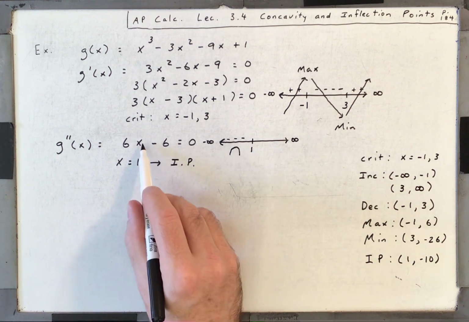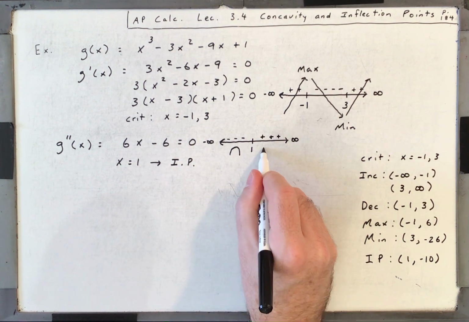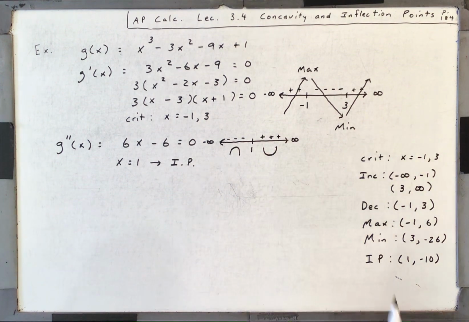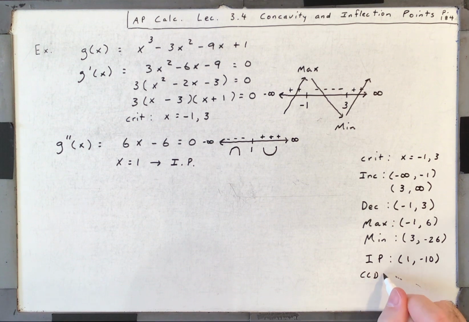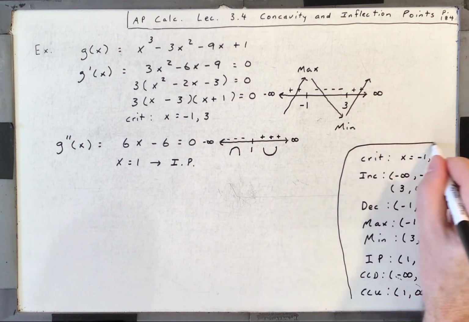And then to the right of 1, this whole thing would be positive. So after 1, it's concave up. You have to write all this down. Concave down from negative infinity to 1. And then concave up from 1 to infinity. So this is what you're going to be doing on your homework.